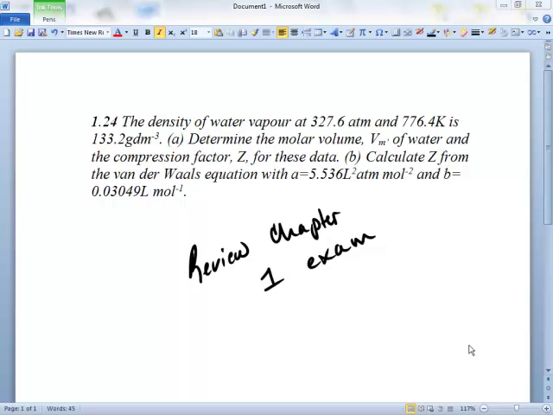Review for Chapter 1 exam. So we're wide open to questions that you might have. I can ask you some conceptual questions. I can ask you this one? Yeah.